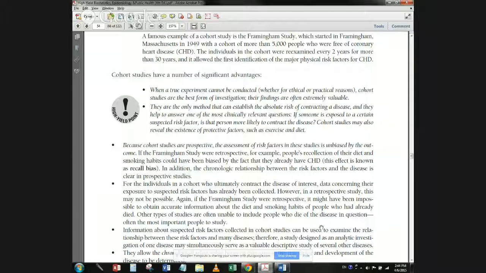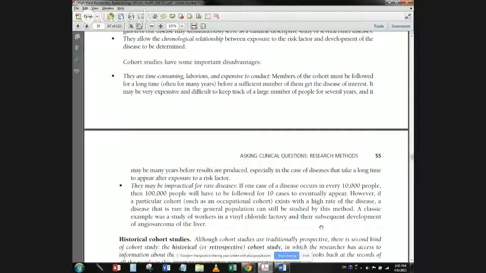Information about suspected risk factors collected in cohort studies can be used to examine the relationship between these risk factors and many diseases. Therefore, a study designed as an analytic investigation of one disease may simultaneously serve as a valuable descriptive study of several other diseases. They allow the chronological relationship between exposure to the risk factor and development of disease to be determined.